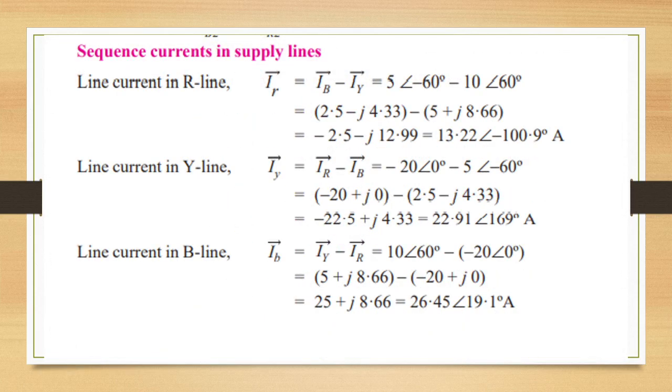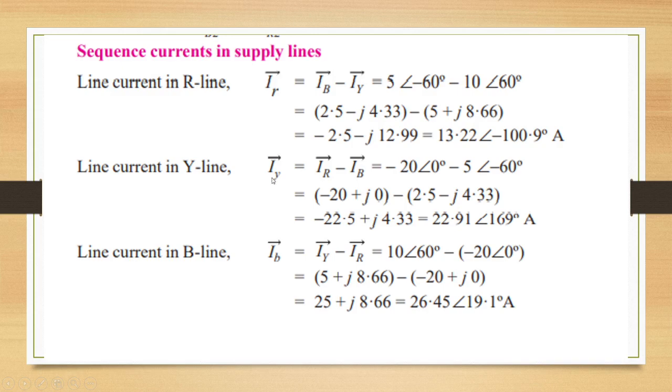Sequence currents in supply lines. Now separately for all R, Y, B lines we are going to find out the line currents. Line current in R line, IR is IB minus IY, that is 5 angle minus 60 minus 10 angle 60 degree. Converting polar to rectangular, 2.5 minus J 4.33 minus 5 plus J 8.66. So the answer is minus 2.5 minus J 12.99. Converting it to polar, 13.22 angle minus 100.9 degree ampere.